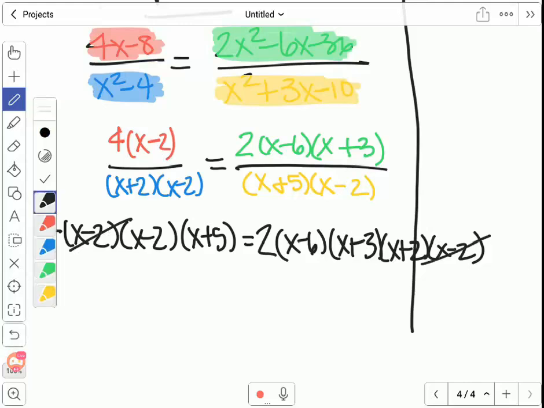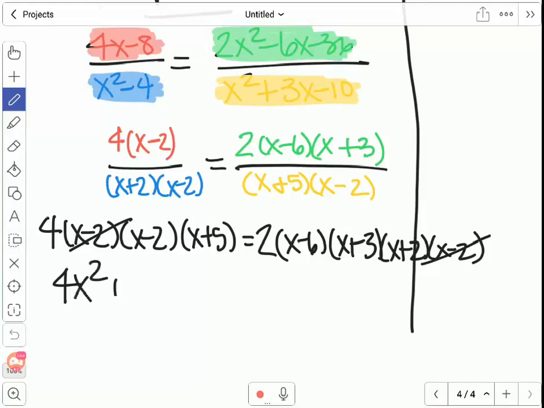On the left side, if you multiply that back out, you end up with 4x squared plus 12x minus 40.